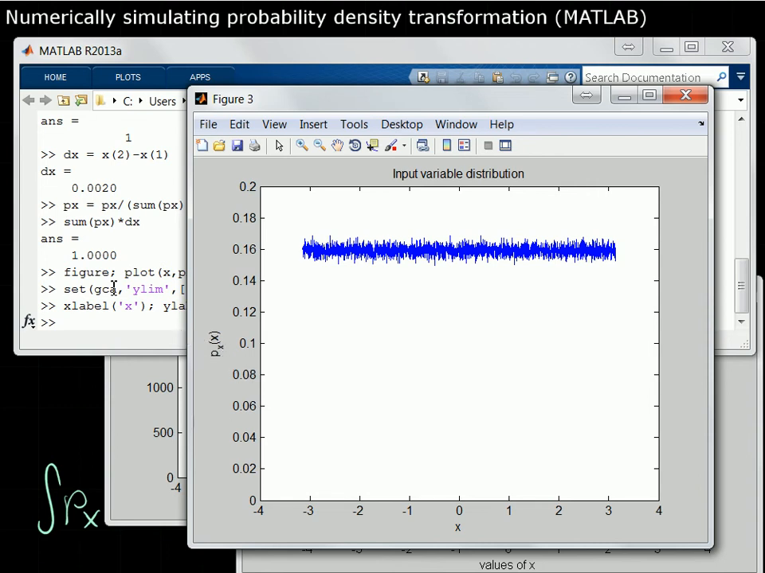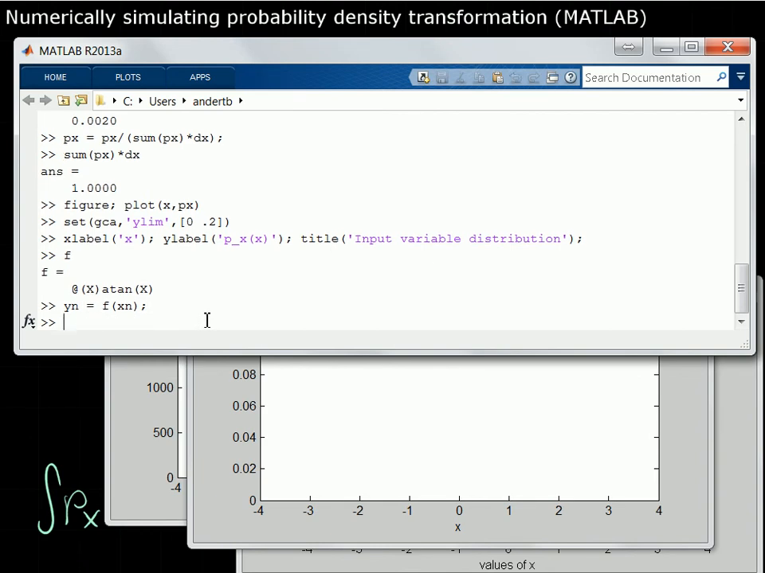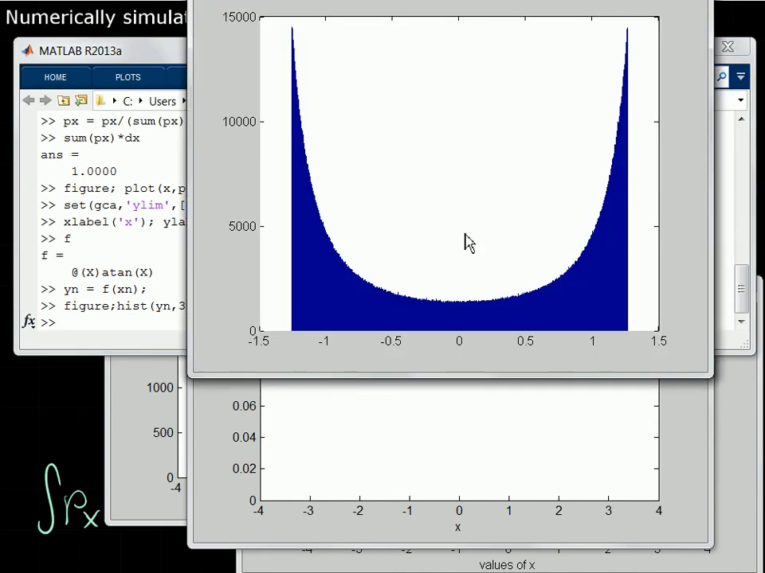At this point I want to return to this mapping, and so if I were to say y_n equals f of x_n, this takes those 10 million samples, this numerical samples of x, and puts them into our y function. So we can just do a quick histogram of, I'll just say 3,000 bins, and just qualitatively see how our y histogram, or I should say density, will appear.